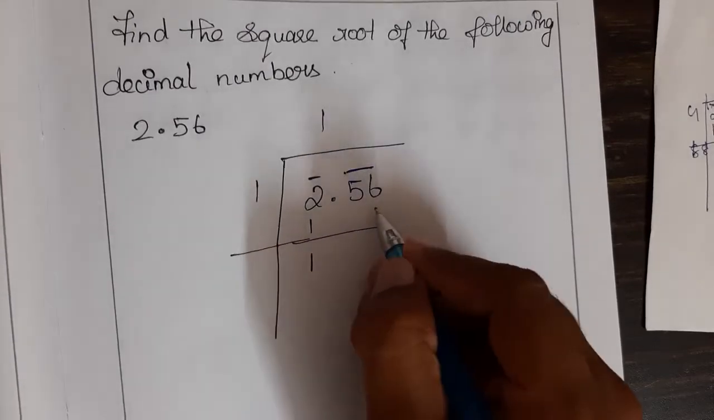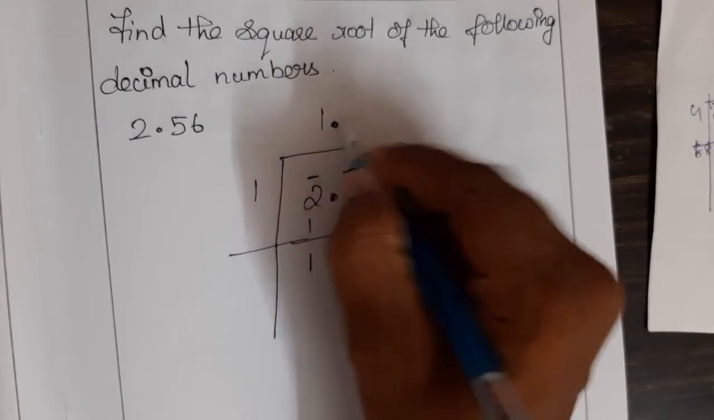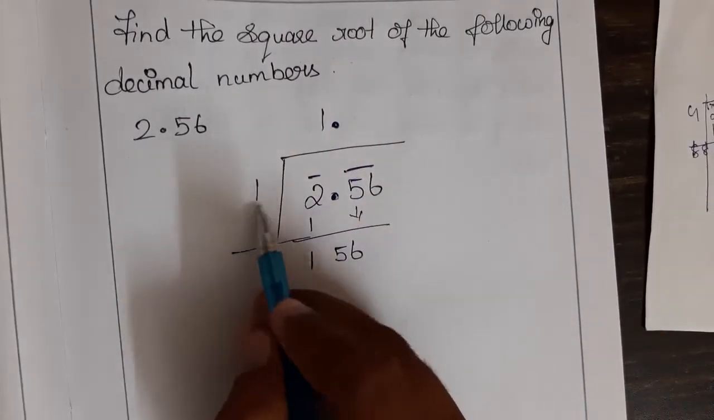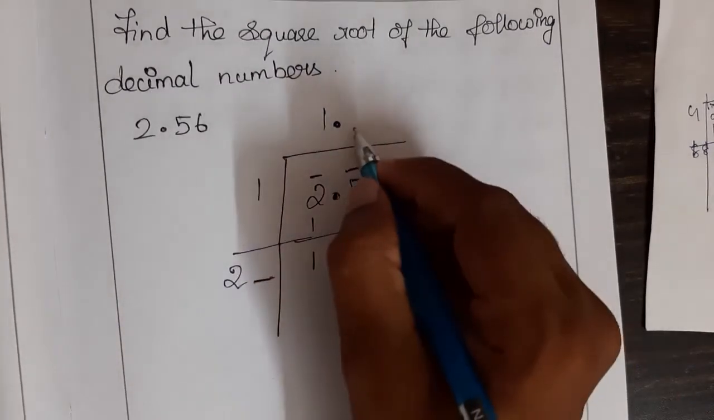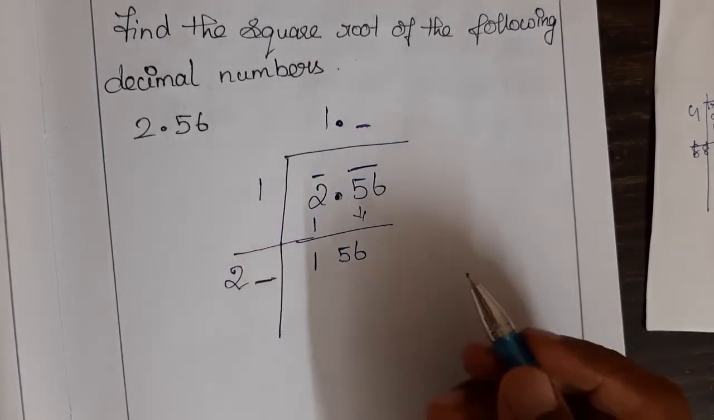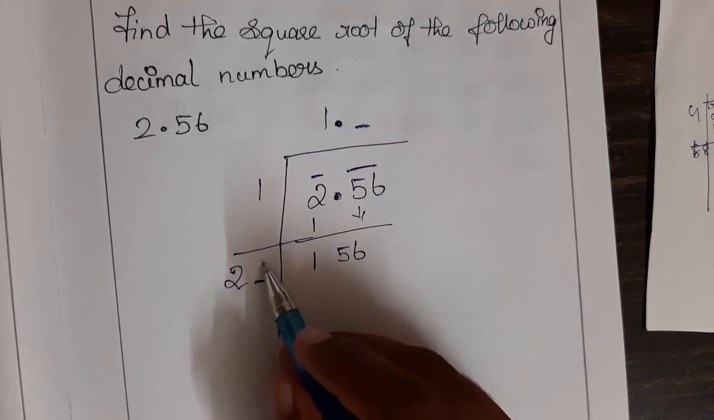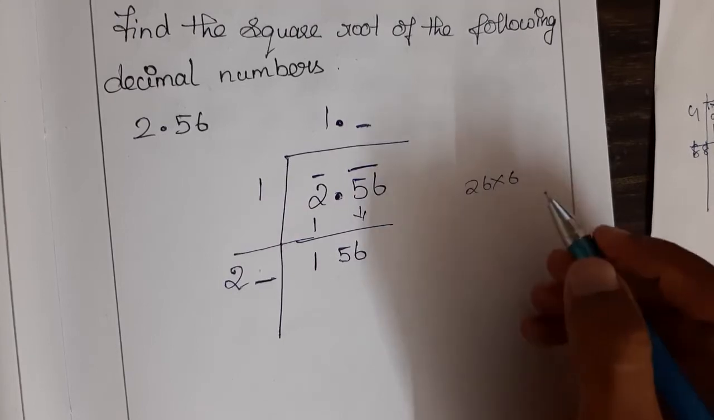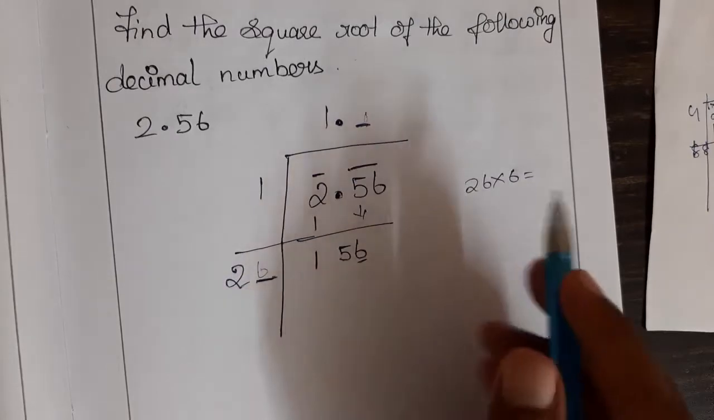Before getting the next pair, we can see there is a decimal. Just carry the decimal to the quotient also. Then we bring down the next pair, 56, making 156, and double the 1, which becomes 2. So we have to place one number here and the same number here, so that the product is 156 or less. I think we can get it with 6: 26 into 6. Because 6 6s are 36, I tried with that.